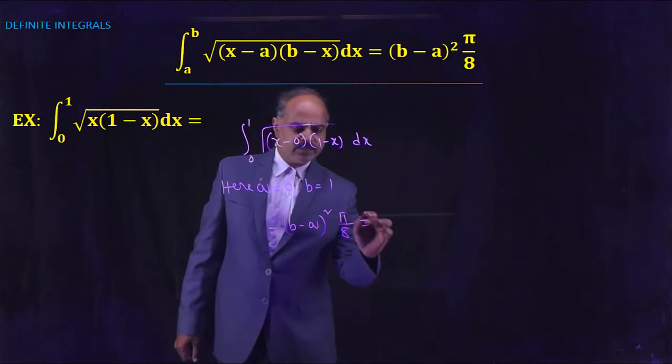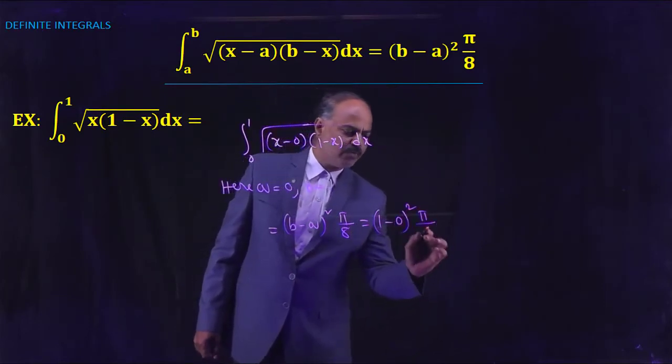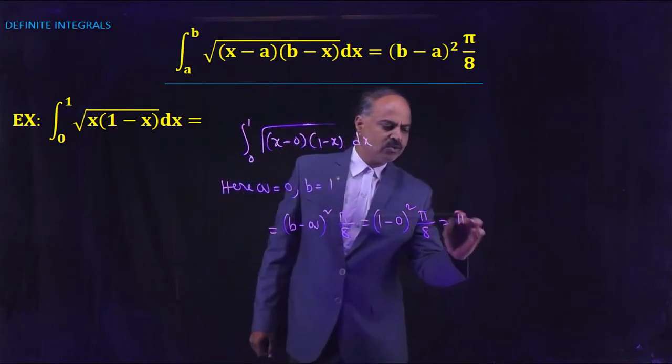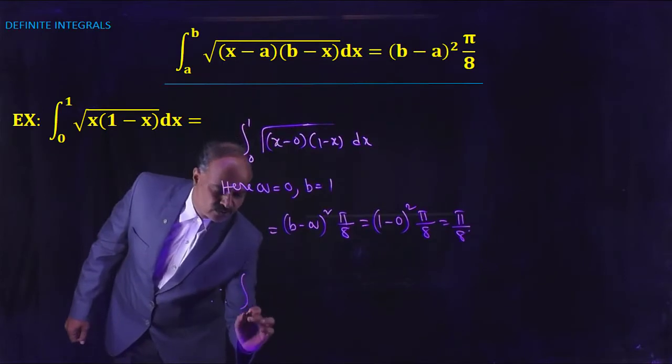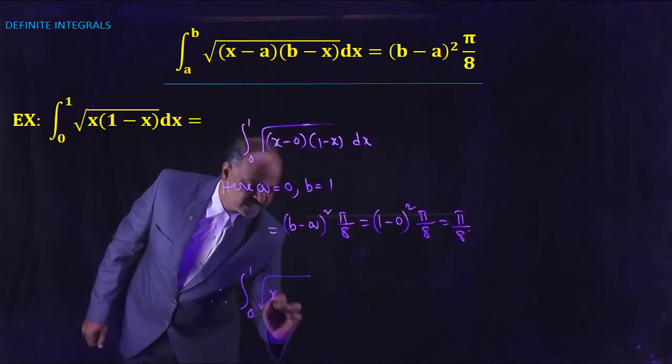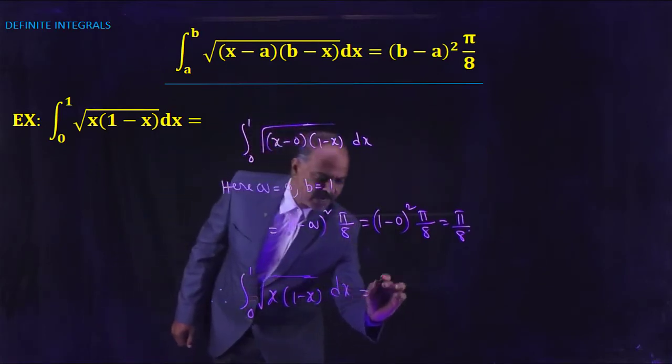So here b equal to 1 and a equal to 0. (1 minus 0) whole square into pi by 8. So that is equal to pi by 8. So therefore, integral 0 to 1 square root of x into (1 minus x) dx equals pi by 8.